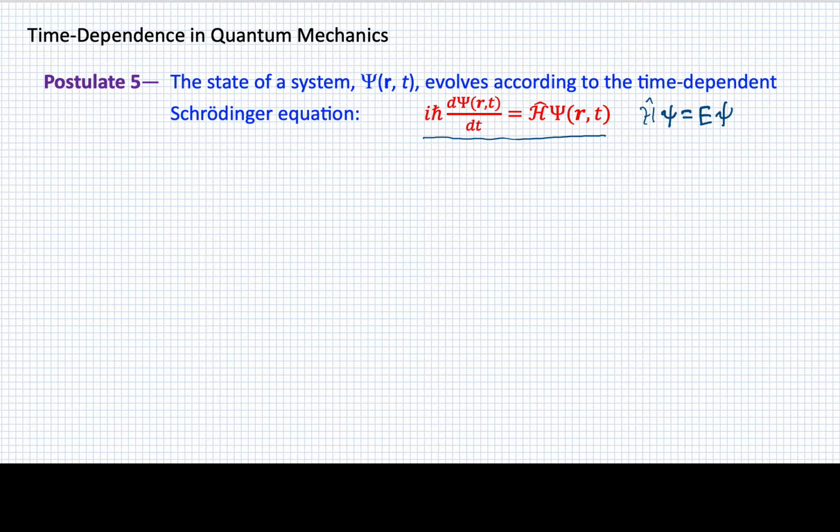Now, you might feel like this is a source of confusion. We've got two different Schrödinger equations. But what I hope to show you is that these two are related to one another, and this one, in fact, represents a time-independent Schrödinger equation. So how can we get a handle on this?